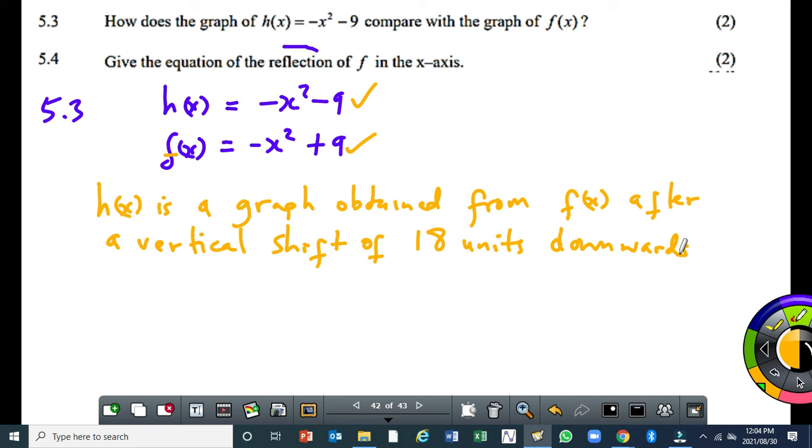I'm sure you can see that both of them have this minus x squared and that minus x squared, which means their shapes are exactly the same. The only difference is that their turning points are not the same. Or you can say f of x is a graph obtained from h of x after a vertical shift of 18 units upwards. Either way will be correct. It depends on which one you shift, upwards by 18 units or downwards by 18 units.